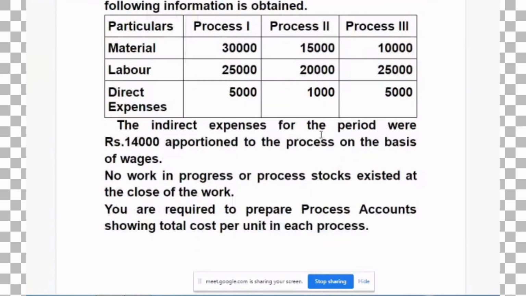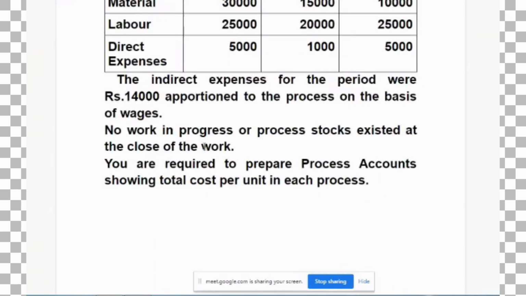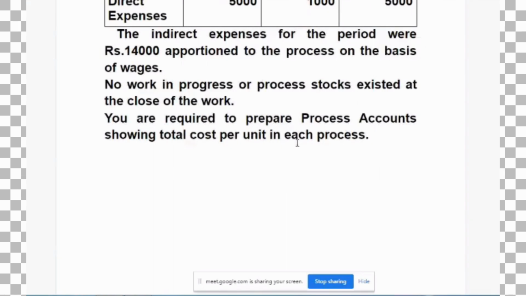The indirect expenses for the period were 14,000, which are apportioned, that is distributed to the processes on the basis of wages. No work in process or stock exists at the close of the work, like there was no work in progress or finished goods stock at the end of the work. You are required to prepare the process accounts showing total cost and per unit cost in each process.